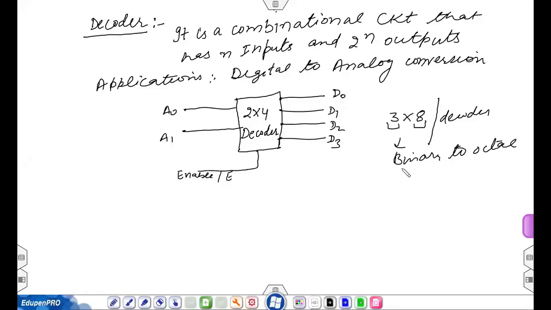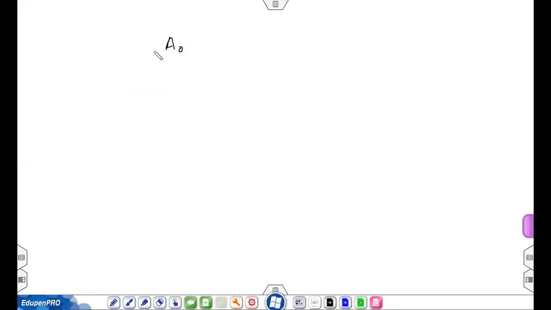Whenever you need to convert a binary system to another number system, we can use a decoder. It can be used for converting binary to octal. Suppose you are using a 4 to 16 decoder, then it can be used to convert from binary to hexadecimal. So you have inputs A1, A0, and outputs D0, D1, D2, D3, and one enable.